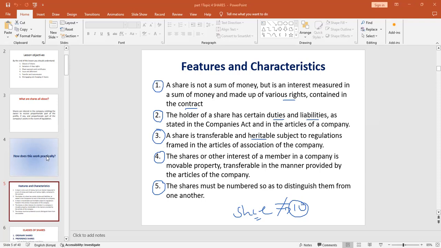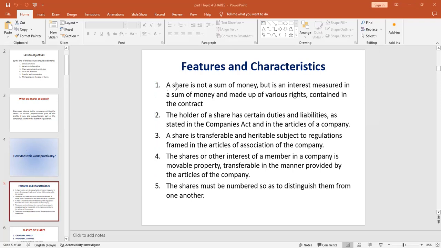So any point here that isn't clear that you need clarification on? Mwalimu, can you clarify on the first point, please? The one that says share is not money.